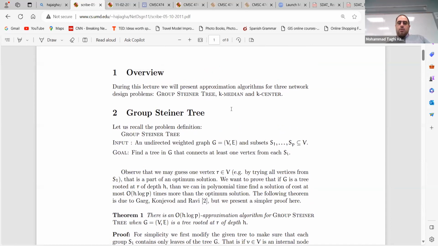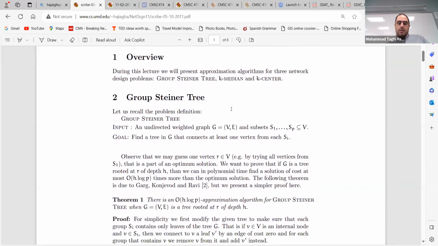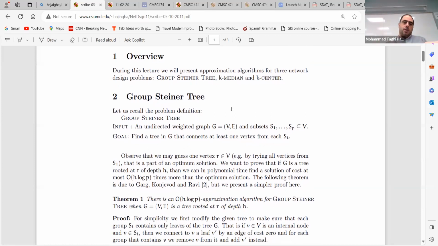Okay, so the group Steiner tree problem. What was the problem? I defined it before. Say you are given an undirected weighted graph G, and some subsets S1 to SP, P groups, which are all subsets of the vertices. You want to find a tree in G that connects at least one vertex from each Si.